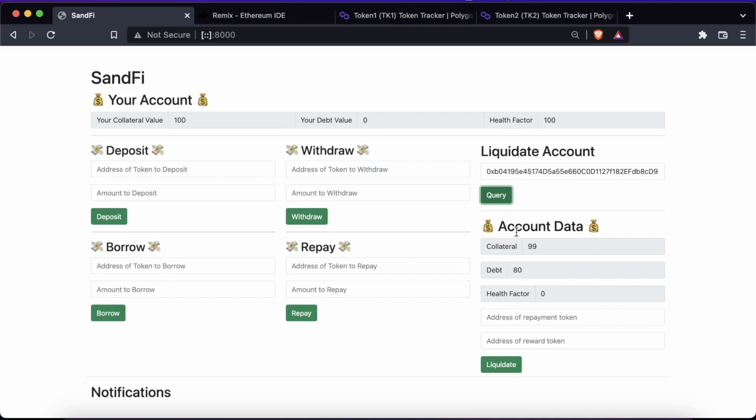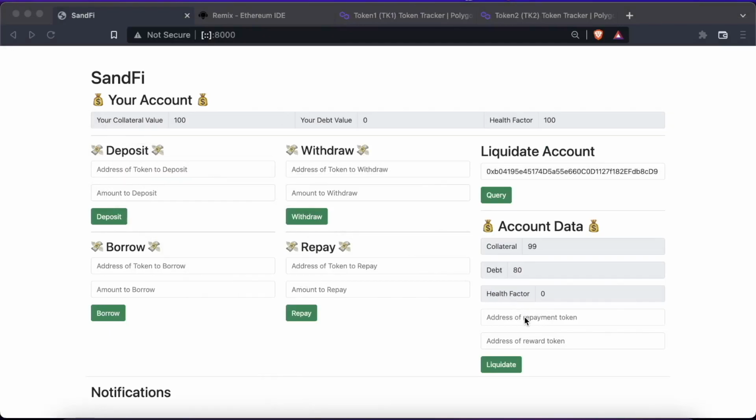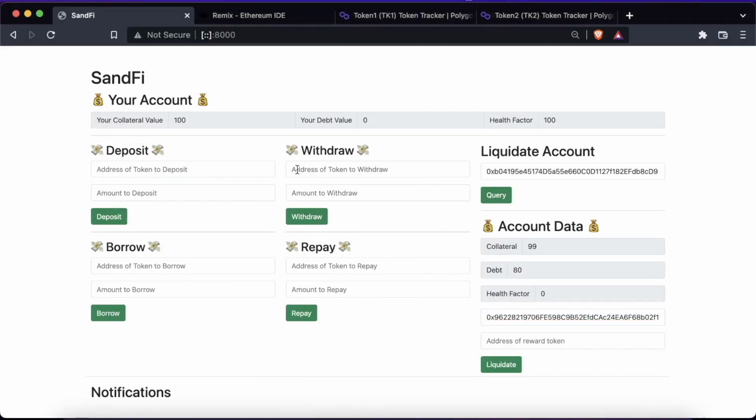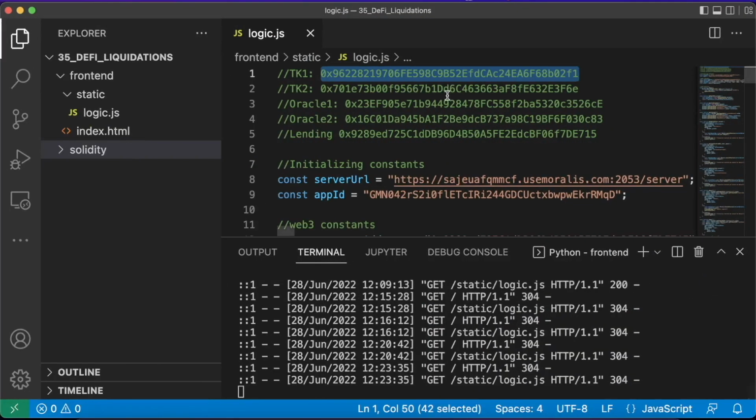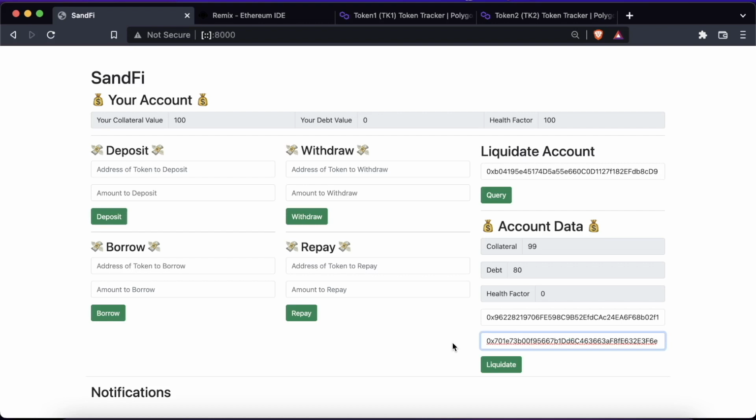Now we are going to proceed to liquidate. And for liquidating, we need to put the repayment token and the reward token. So the repayment token is going to be the token 1. And the reward token should be the token that the other person had in its collateral, which is going to be token 2. Of course, in a real scenario, there is a lot of research or a certain amount of research that has to happen to discover these parameters for the liquidators. Now we are going to liquidate.